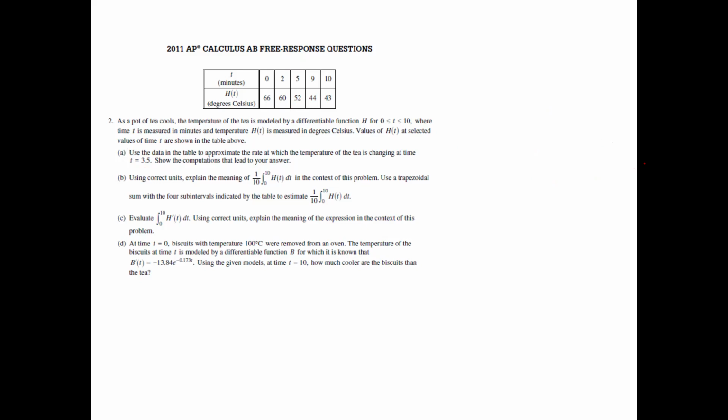For B, it says use the correct unit to explain the meaning of the integral 1 over 10 between 0 to 10 of h of t dt in the context of this problem. Use a trapezoidal sum with 4 subintervals indicated by the table to estimate this. If you have a trapezoid, you're looking at the area of this. I look at this as height 1, height 2, base, and the area of a trapezoidal Riemann sum is going to be 1/2 times base, height 1 plus height 2. So let's just keep that right there.